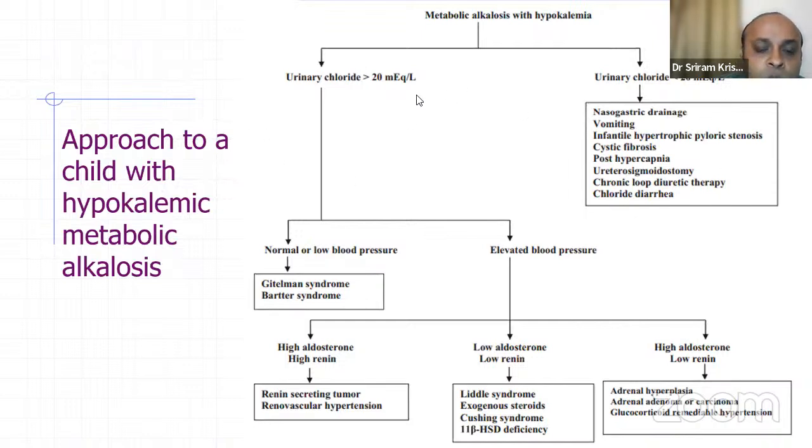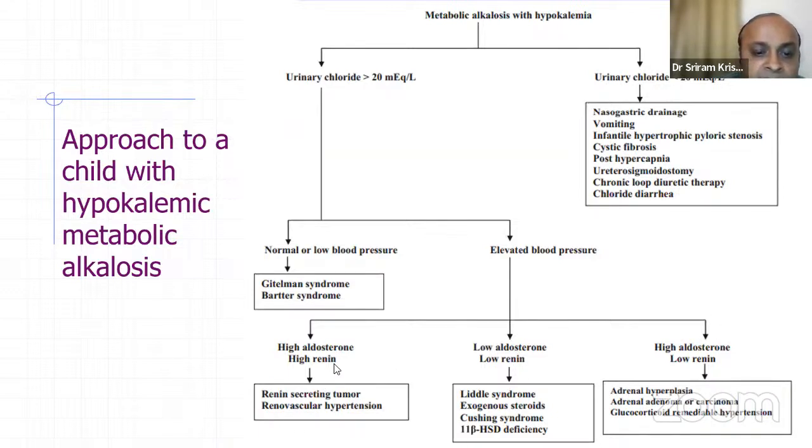Whereas when you have a urinary chloride more than 20, you have to see whether the blood pressure is normal or low. If it is low, it could be a Gitelman syndrome or a Bartter syndrome. If it is high, we would classify based on high aldosterone, high renin, or low aldosterone, low renin, or a high aldosterone, low renin.